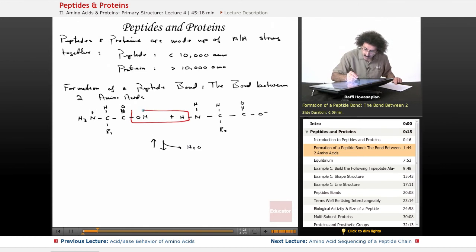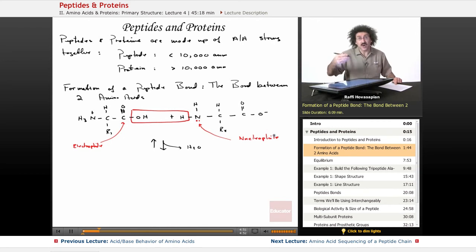Okay, the elements of water. So basically, this carbon is the electrophile, and this nitrogen is going to be the nucleophile. Remember, the nucleophile is the one that actually has the electrons. It has the negative charge. Electrophile is the one that carries the positive charge. So this thing is actually going to attack this thing. We're not going to worry about mechanism right now.